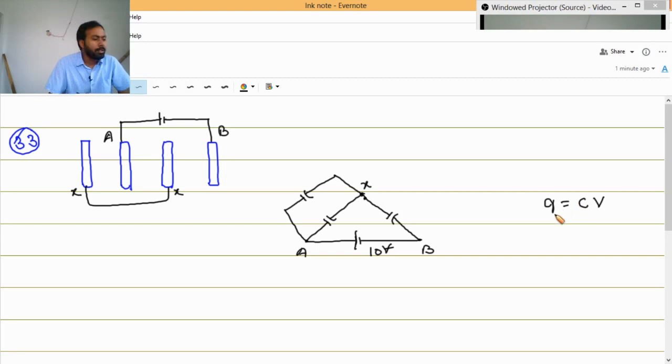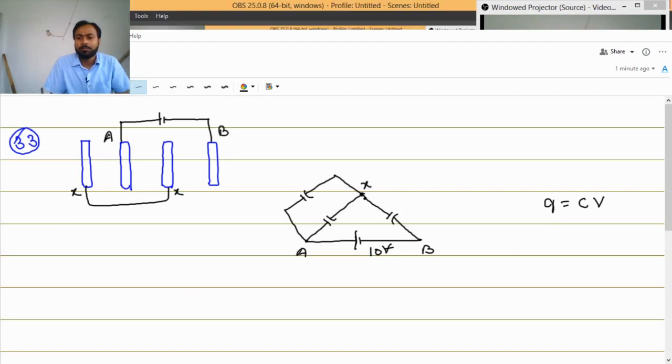And once we decide the charge supplied by the battery, we can very easily answer what is asked in this question: find the magnitude of charge supplied by the battery to each of the plates. So we can then say how much charge is supplied by the battery. First we have to evaluate the equivalent capacitance.